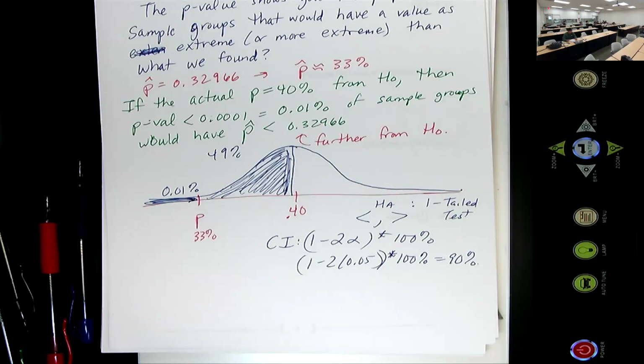What is P hat again? P hat was the proportion we had in our sample. Our sample had 33% of the students wanting face to face. We had thought less than 40, and 32% is a lot less than 40. The odds of getting something even lower are unlikely because we had a low P hat.